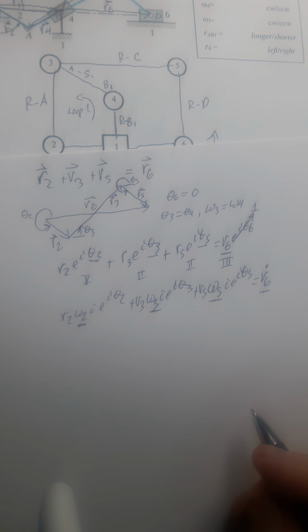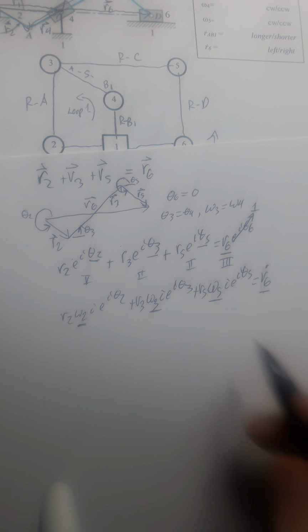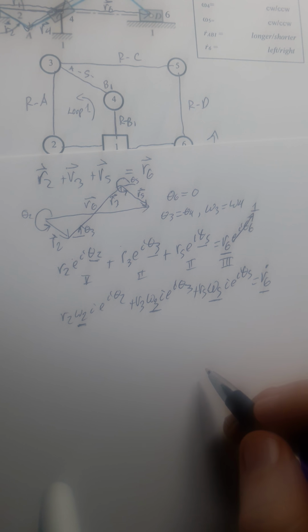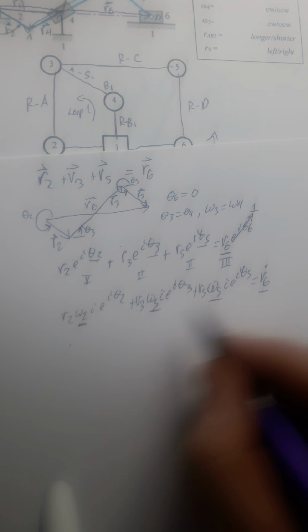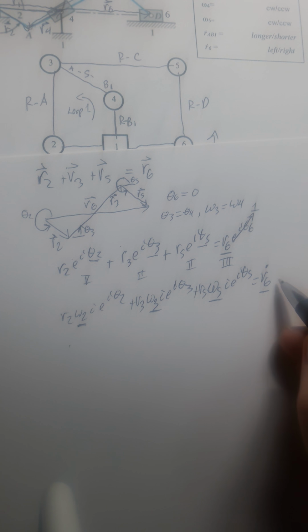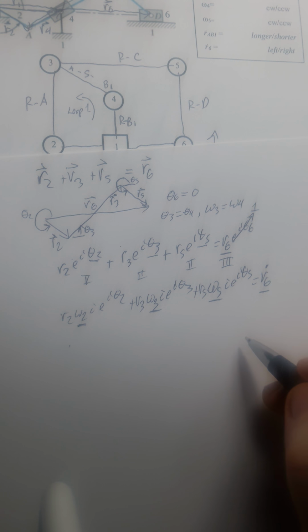Now, we can eliminate R6 dot from this equation fairly easily. We can just take the imaginary part. It's already a pure real. There's no e to the I term here because that was equal to 0.